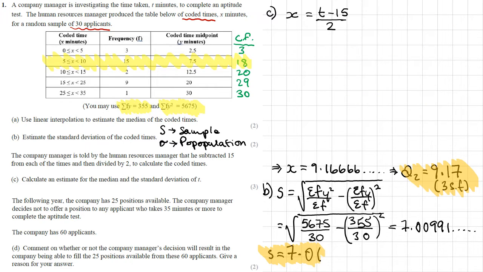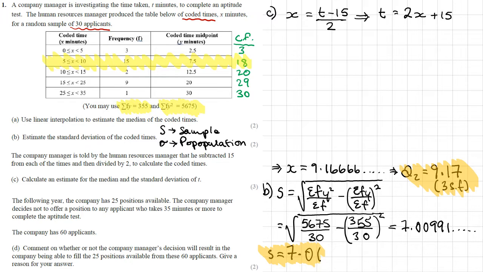So I'm just going to take this bit of information here and write it into a formula. So to get the coded times, x, he took the original times, he subtracted 15, and then he divided by 2. I'm going to rearrange this to make T the subject, because basically I have my x, my coded standard deviation, and I can work out the coded mean, and then I'm going to work backwards. So if I rearrange this, multiply both sides by 2, I'll get T is equal to 2x plus 15.